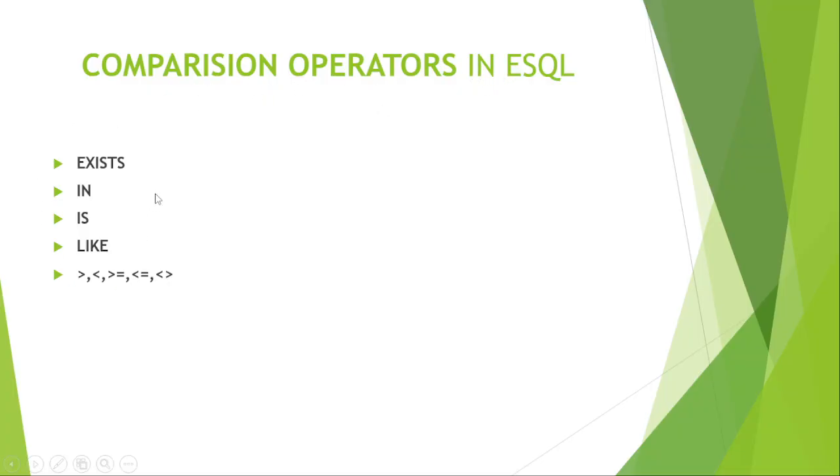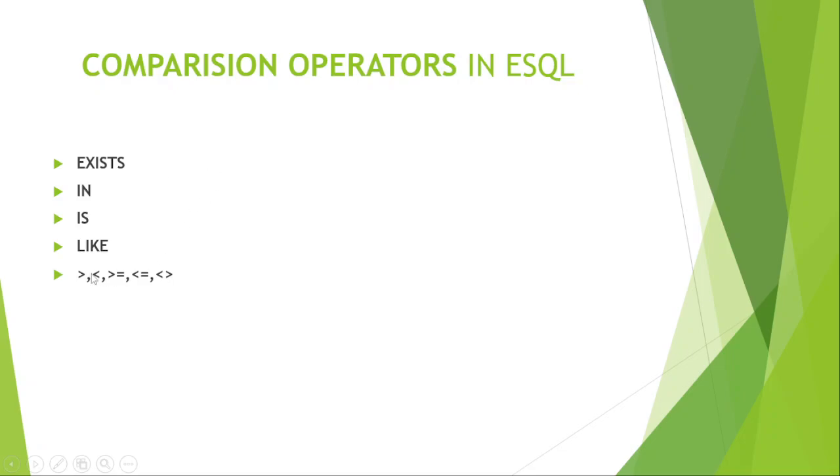When talking about the comparison operator, we have the greater than, less than, greater than equal to, less than equal to, and not equal to. Also we have the like, is, in, and exist, and between. These all things come under the comparison operator. This is basically used to compare the field, as the name suggests, and in most cases it returns a boolean value.